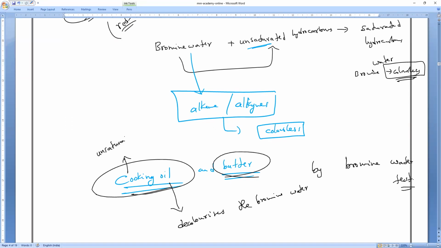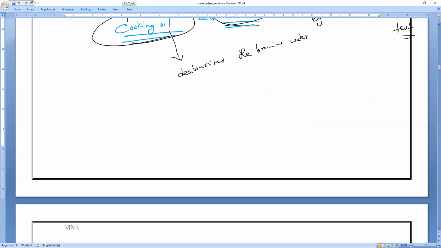Unsaturated. Understanding? But butter cannot decolorize. What is the reason it does not decolorize? It is saturated. So the bromine test is the most important one. If an organic compound decolorizes bromine water, it is unsaturated, meaning containing maybe a double bond or triple bond. That is also very important. You cannot specify whether it is a double bond or triple bond. Either can be present. Okay, so write it.